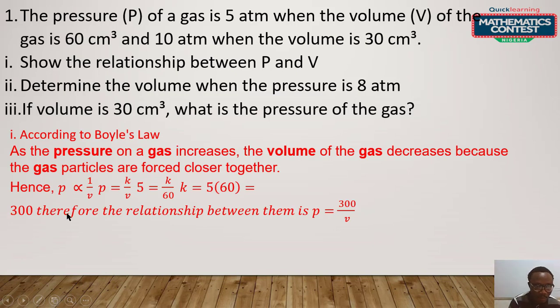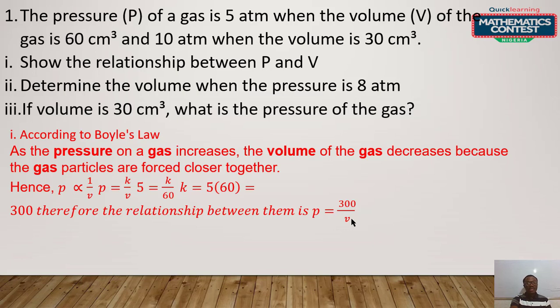Now we can do the same thing for the second part. We have 10 equals K over 30. To get K, it's 10 times 30, which is still 300. Hence, we're sure that this is an inverse variation. So the relationship between them is P equals 300 over V. This is the relationship between them.